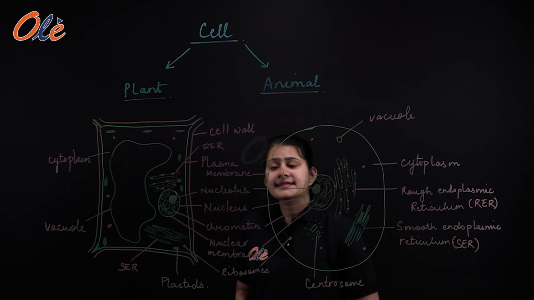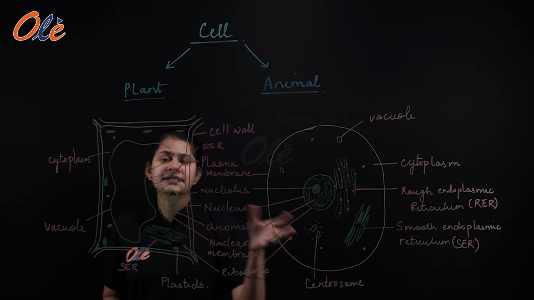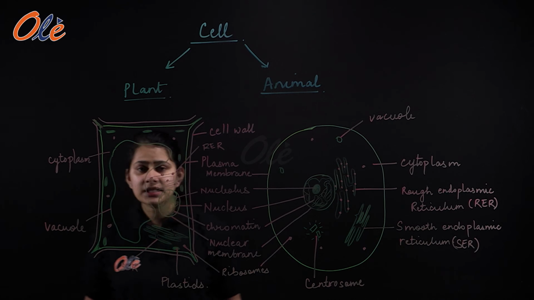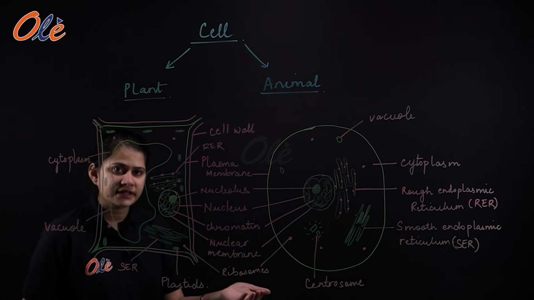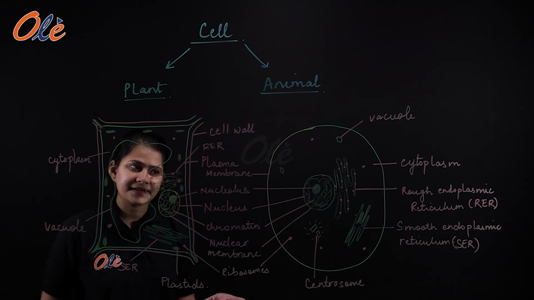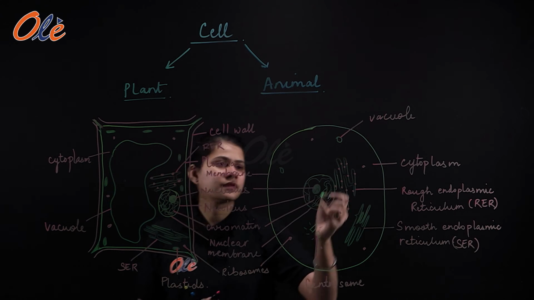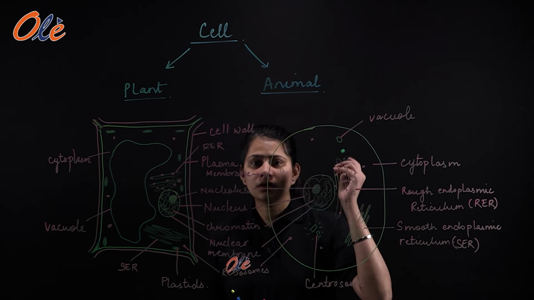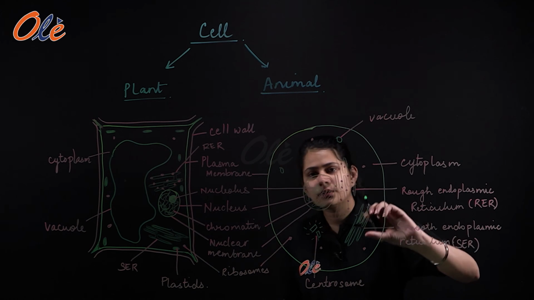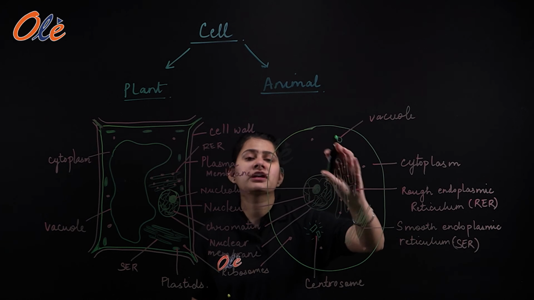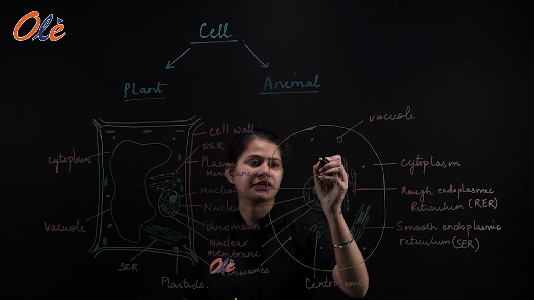Right. Let's come to another organelle which is present in both of these, that is the Golgi apparatus, and the vesicles which it forms, which are the lysosomes. Let's draw them both. First we are going to draw it here. The Golgi apparatus is generally associated with the endoplasmic reticulum, so it will be close to the endoplasmic reticulum.